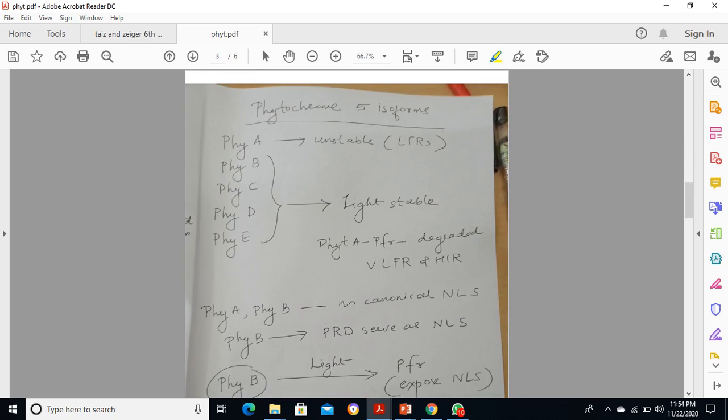Okay, so phytochrome actually exists in 5 isoforms: phytochrome A, phytochrome B, phytochrome C, phytochrome D and phytochrome E. Phytochrome A is actually unstable, and it controls plant responses to LFRs. Phytochrome B, C, D and E are light stable phytochromes. Phytochrome D and phytochrome E mediate petiole and internodal elongation. That is a phytochrome mediated response mediated by phytochrome D and E.